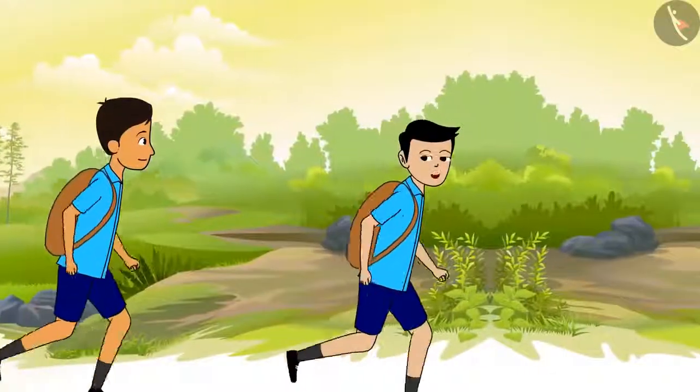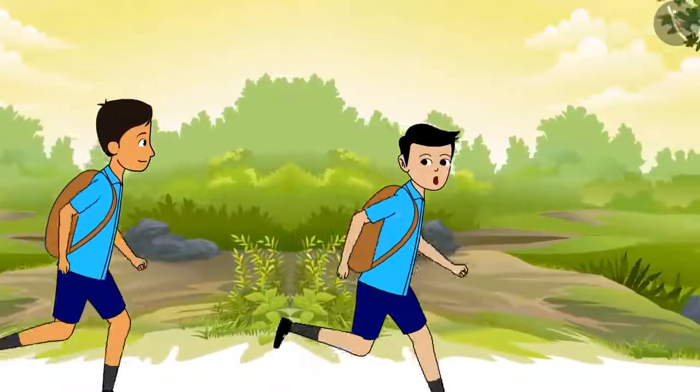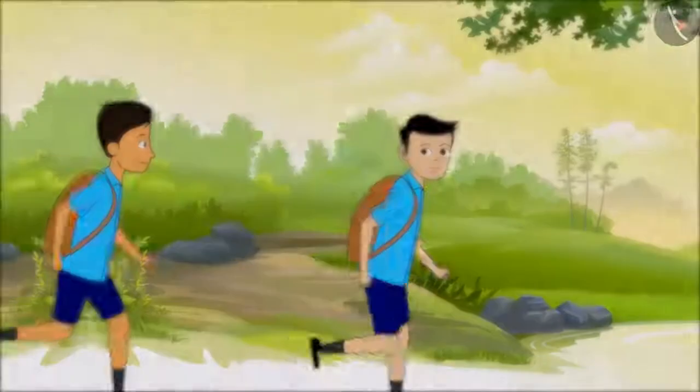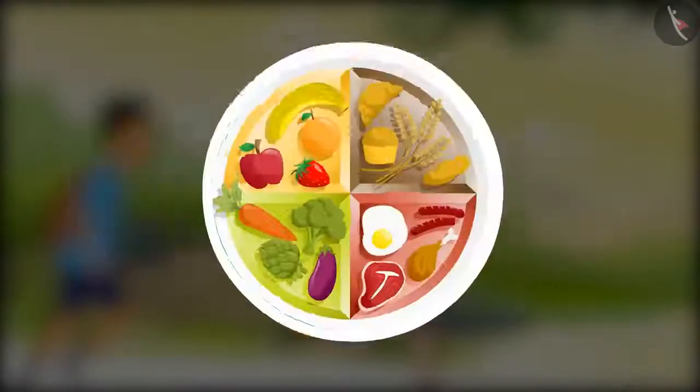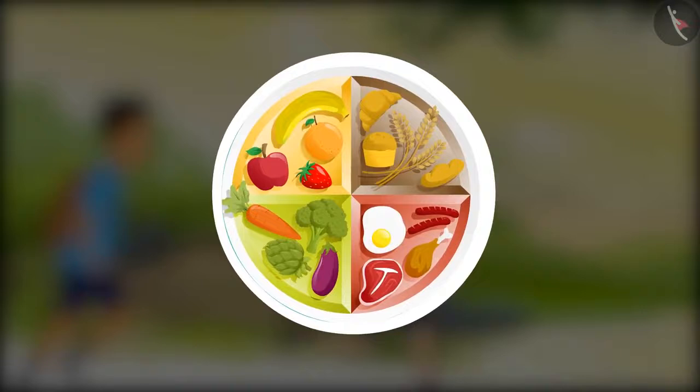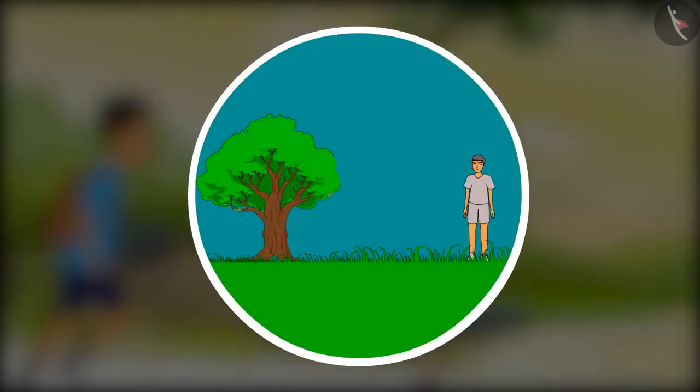Hello friends, how are you? Do you know we need energy to perform our daily activities like playing, eating and even sleeping? Where do we get this energy from? We get it from the food we eat. But how is energy extracted out of food? All living organisms break down food to provide energy through the process of respiration.